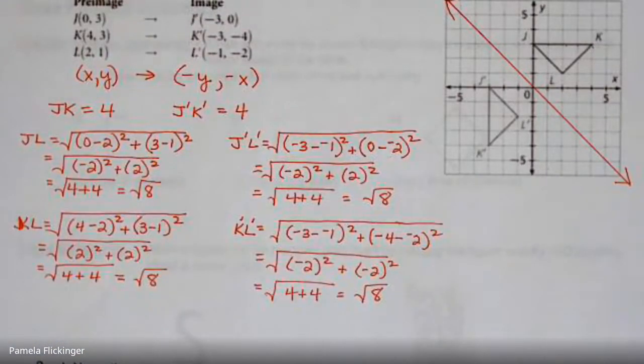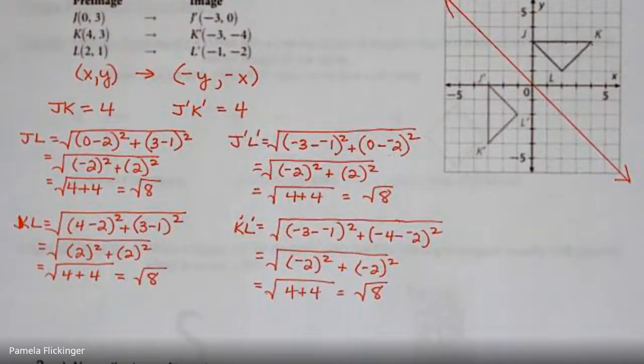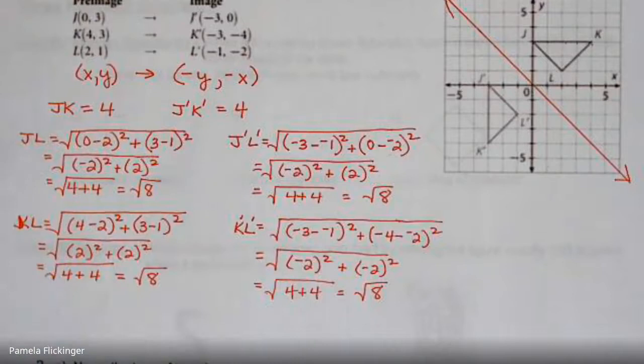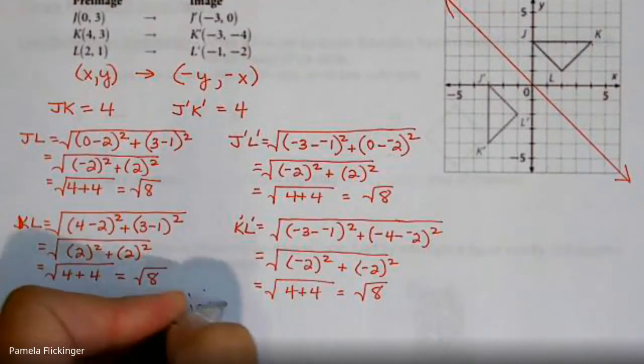All right. So we have proven that all 3 sides remained congruent. These figures are congruent. So we've proven that this would be rigid. Okay, let's just write that, rigid.